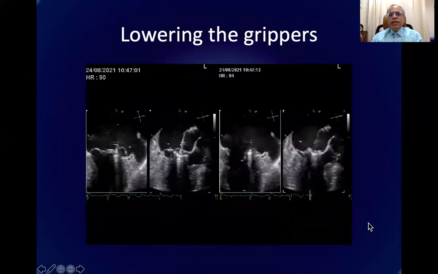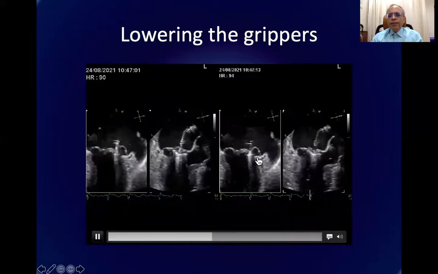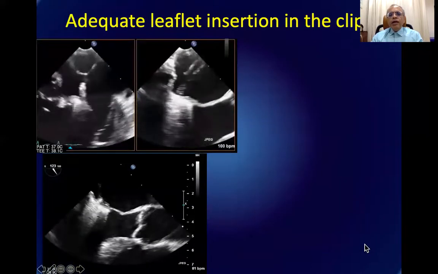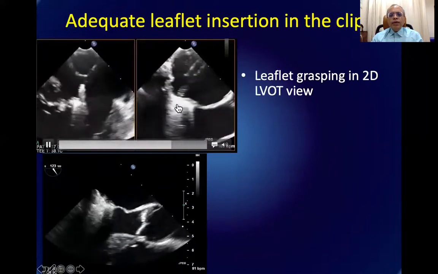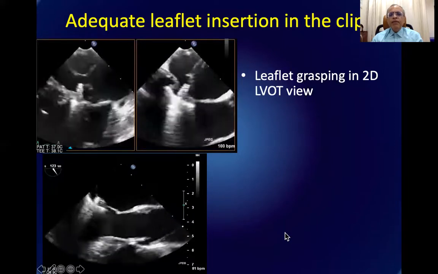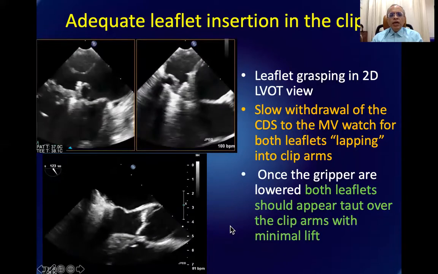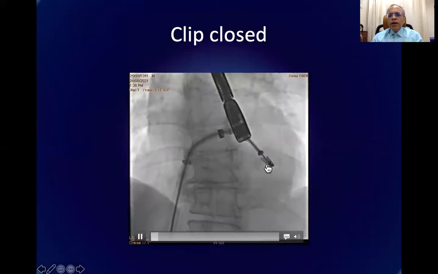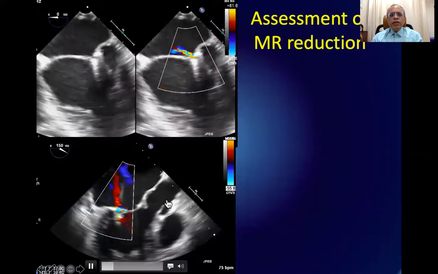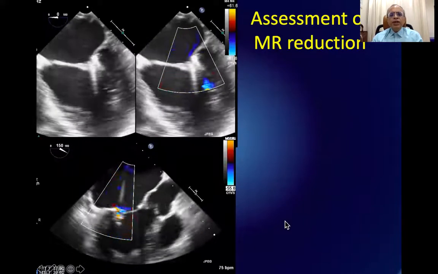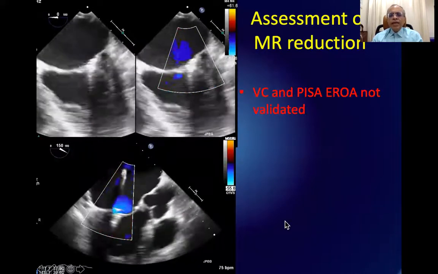Once they are in the clip arms, you lower the grippers so that the leaflets become taut inside the clip. And once you know that the leaflets are perfectly taut inside the clip and both the leaflets are inserted inside the clip arms, then you close the clip arms. Once you have closed the clip arms, like this, as you see it on the fluoro, you check for the residual mitral regurgitation. Now here you can see that there's a very trivial mitral regurgitation remaining across the clip, which is perfectly acceptable.